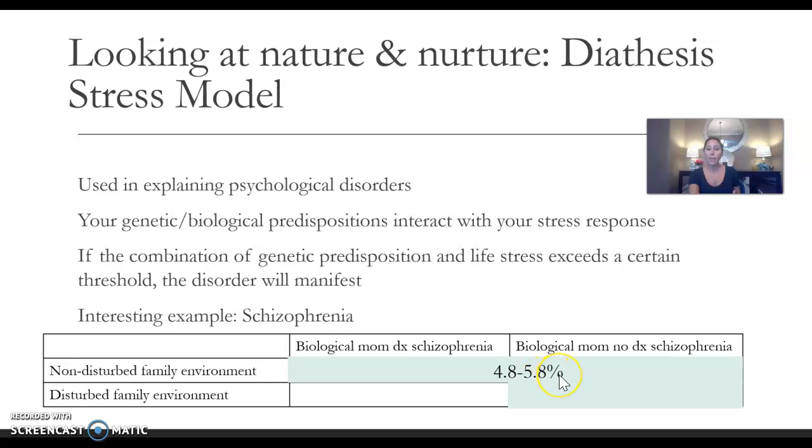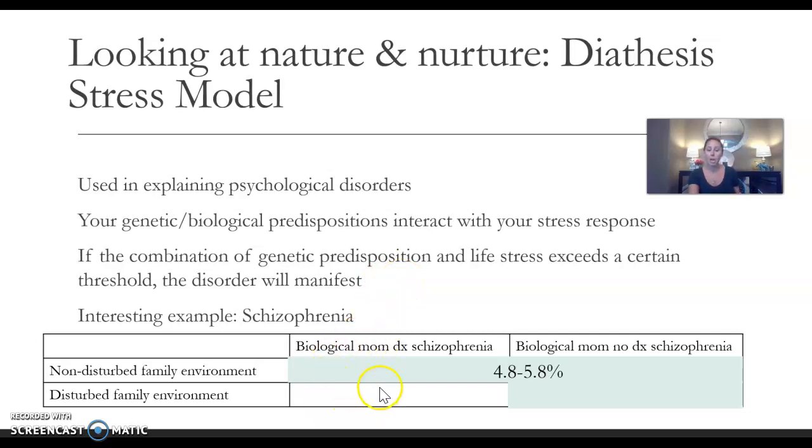So what that found is, yes, these children may be carrying the genes for schizophrenia from their mother, but growing up in a non-disturbed family environment seemed to protect against those genes ever being expressed, right? Because if we come back up here, they did not have that life stressor that pushed them over that threshold for the schizophrenia to manifest.